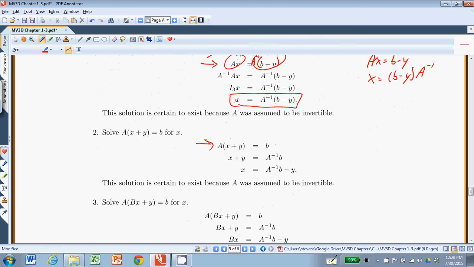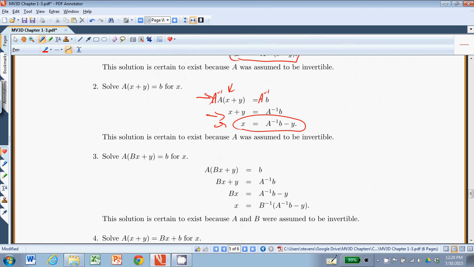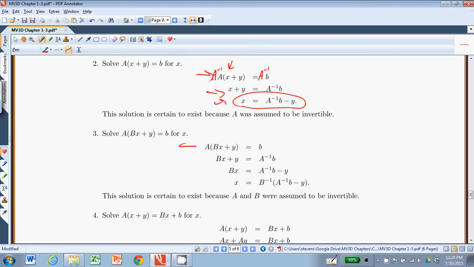Suppose I have this equation. I'm going to solve for x. Now I could distribute my A, but instead I'm going to just multiply on the left by A inverse. Right? That gives me this equation, subtract y from both sides, and I have x all by itself. Okay, this equation, I'm looking to get x. So I'm going to multiply on the left by A inverse. So notice it disappears from the left-hand side and it appears on the left of B. Then I subtract y from both sides.